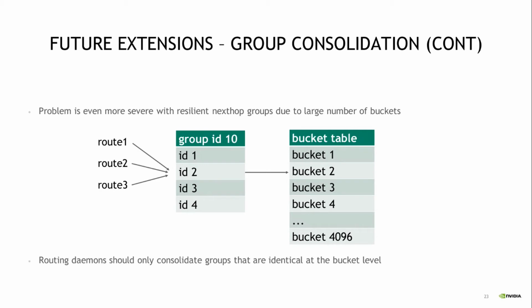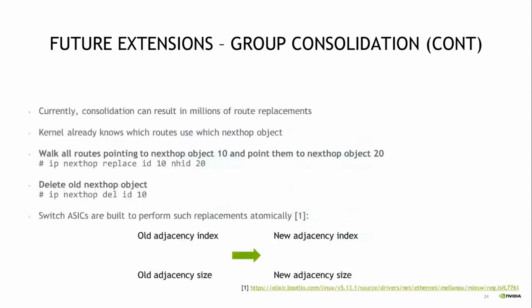And it's important to mention that in case user space or routing daemons want to consolidate a resilient NEXTHOP group, then they need to make sure that they are identical at the bucket level and not only at the logical level. Because if they are consolidating two NEXTHOP groups that have the same logical NEXTHOPs but have differences in their bucket table, then they are risking some flows being reset during this consolidation. Next slide, please.